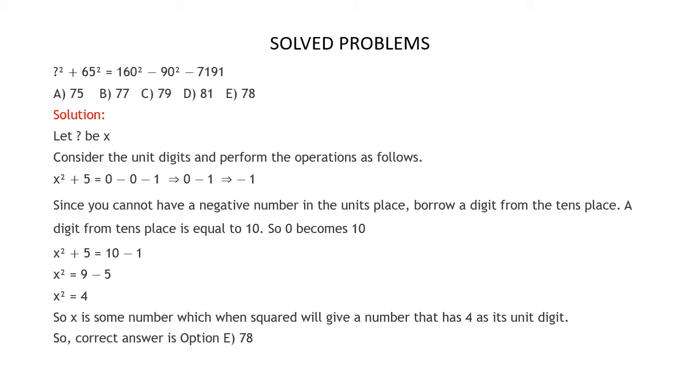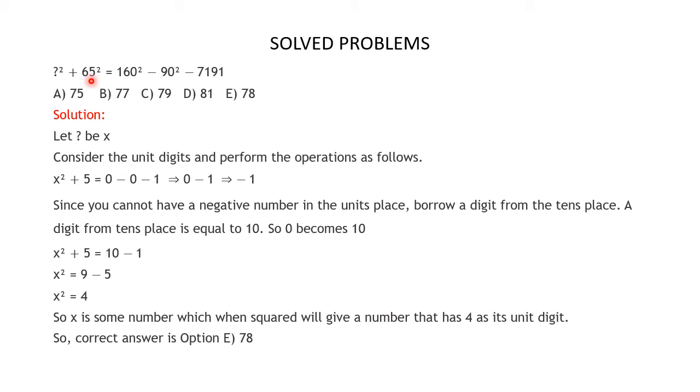Simplify the equation: question mark squared plus 65 squared is equal to 160 squared minus 90 squared minus 7191. You are given 5 answer options and you have to select which of these options is the correct answer option. Now we'll solve this simplification problem using the unit digit method. Let question mark be x. Now consider the unit digits of these three numbers.